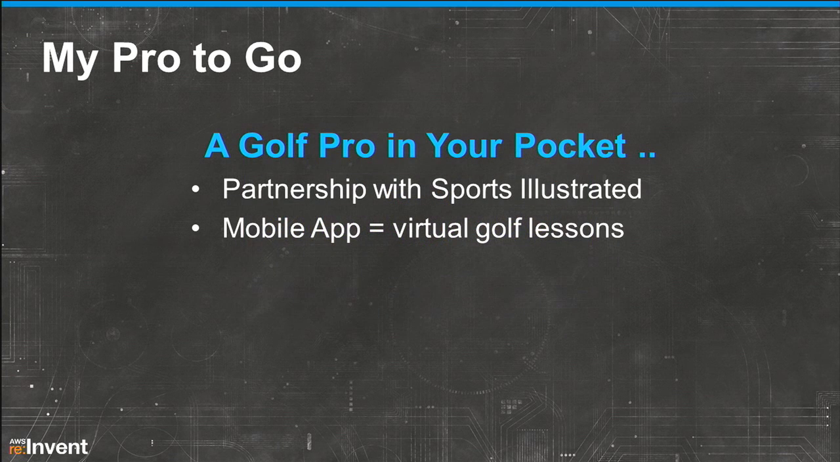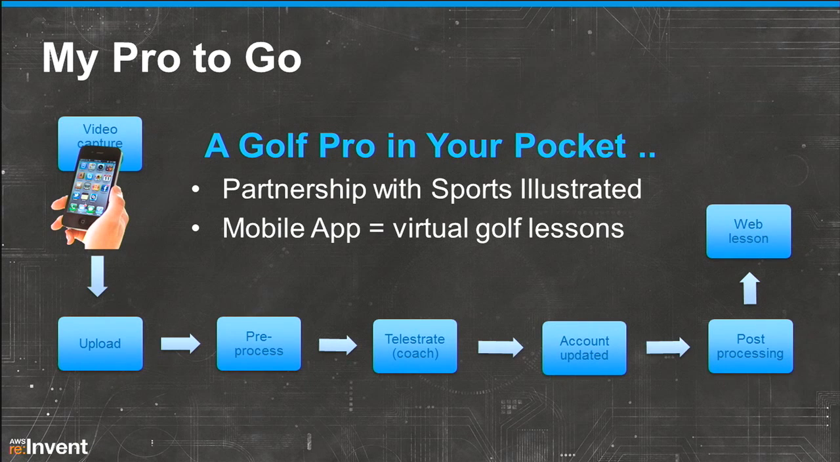MyPro2Go is basically our virtual golf lesson offering. So in addition to 185 locations in the United States, Japan, Korea, and Canada, we also offer a virtual golf lesson, and that's a partnership with Sports Illustrated. So we're going to talk about that as a use case specifically for us, and talk at a very high level about some of the things that this app does, which are also very similar to what we do inside of our centers. So at a very high level, we capture a video.